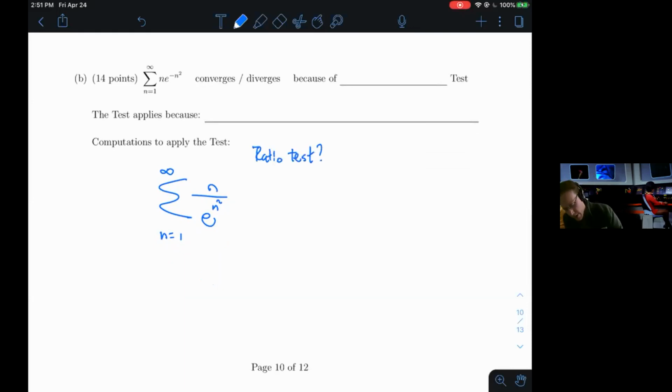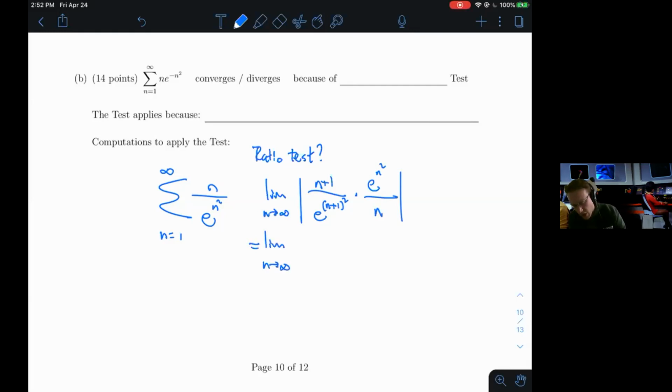And so let's go ahead. We're going to do the limit as n goes to infinity, the absolute value. And I need my a sub n plus 1. So n plus 1 divided by e to the n plus 1 quantity squared. And then I'm going to divide that by a sub n, and I'm just going to multiply by the reciprocal here. So this is going to be e to the n quantity n squared divided by n, inside of absolute values. Now, as n goes off to infinity, all of these things are positive, and so these absolute values really aren't needed. So I'm going to drop the absolute values.